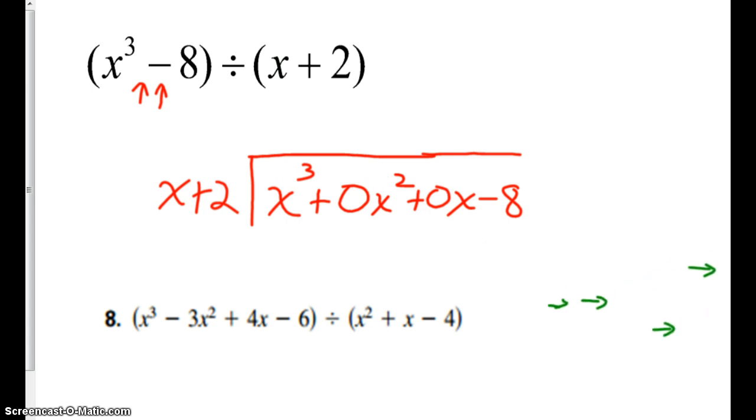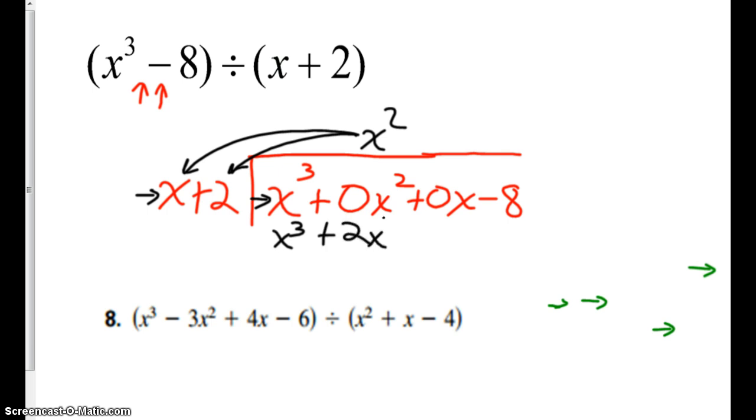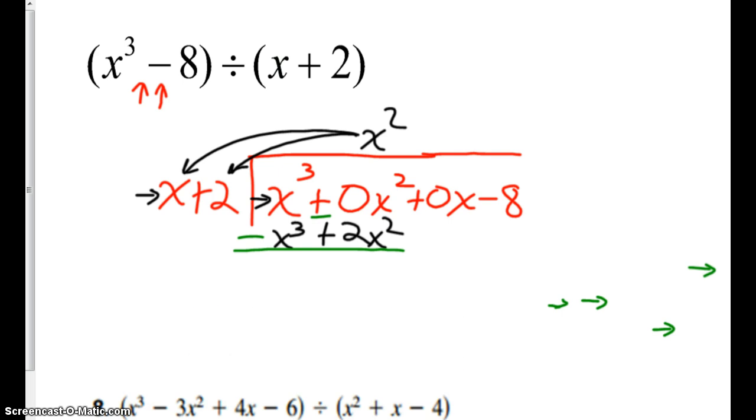Okay? So, now that I've done that, I start the division process. I say, what do I need to multiply this x by on the outside to get to this x on the inside? I'd need an x squared. See, without this x squared, I wouldn't have anywhere to put this x squared. Now, once I've done that, I multiply that. I distribute the x to here and the x to here. I get x cubed plus 2x squared. I then draw my line, change my signs, and I add.